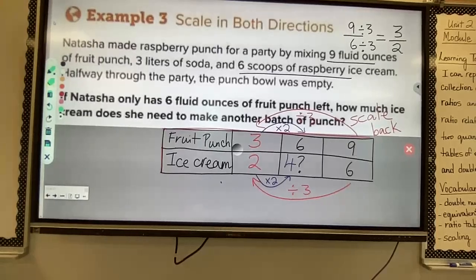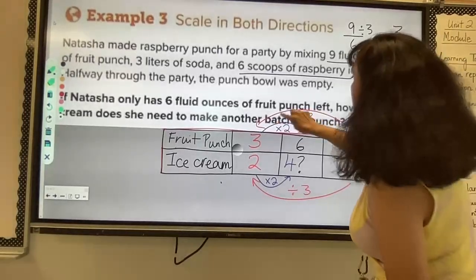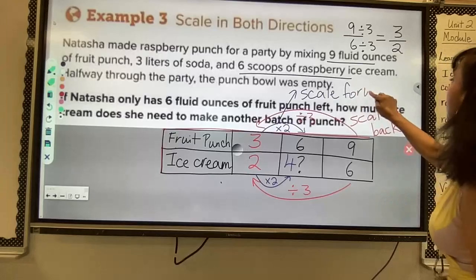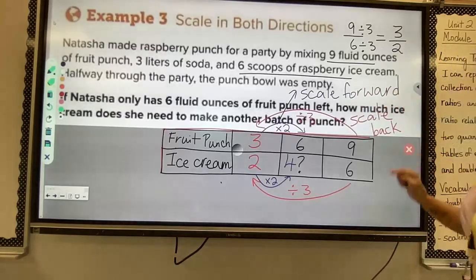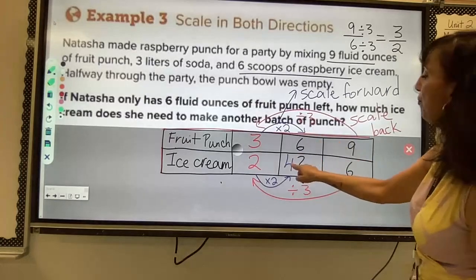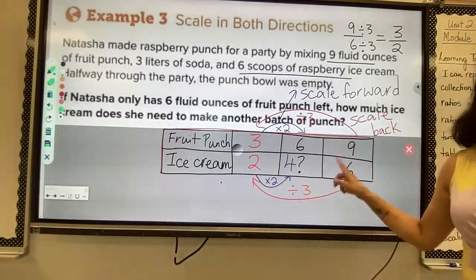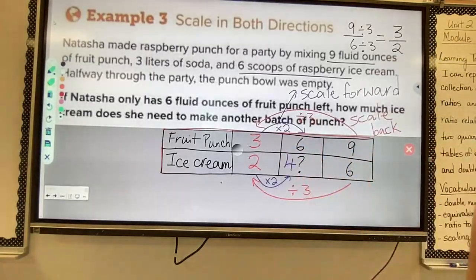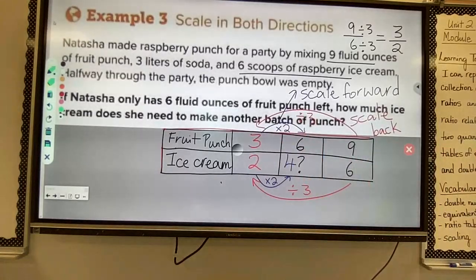Okay? So this going forward, this part is called scale forward. So sometimes I have to first scale back, and then I have to scale forward to find the equivalent ratio. So this results in the equivalent ratio of 6 to 4. So 6 to 4 is the same thing as 9 to 6, is the same thing as 3 to 2. All right. So Natasha should mix 4 scoops of raspberry ice cream with the remaining 6 fluid ounces of fruit punch.